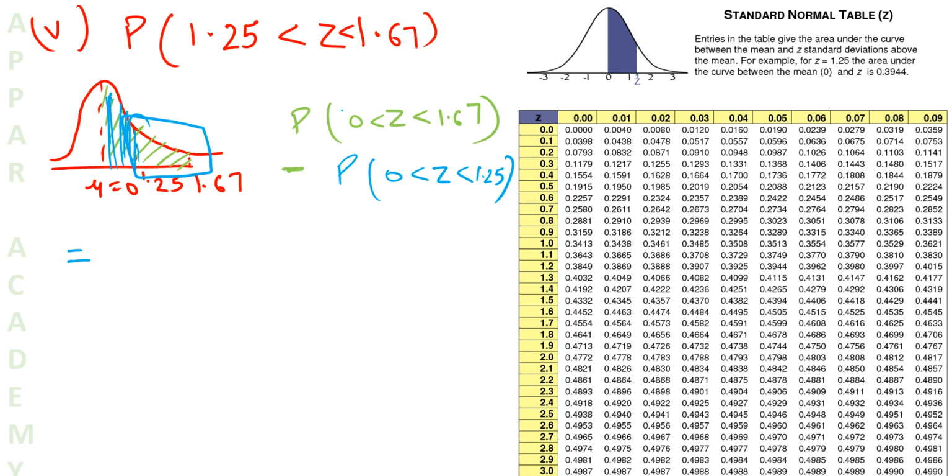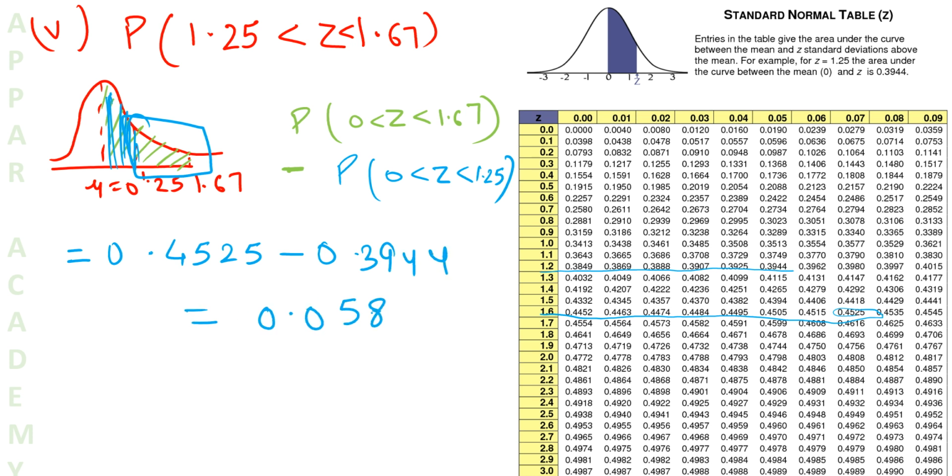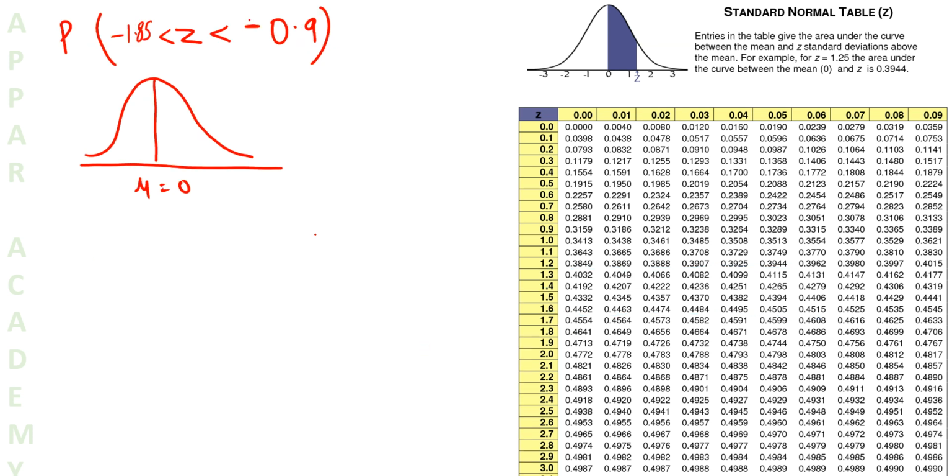So the probability that z lies between 0 and 1.67: 1.6 is from here and 0.07 is from here. So this is 0.4525 minus the probability that z lies between 0 and 1.25, where 1.2 is from here and 0.05 is from here, 0.3944. So this becomes 0.0581, right?